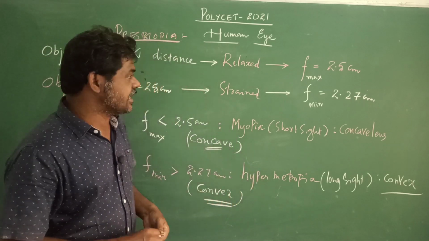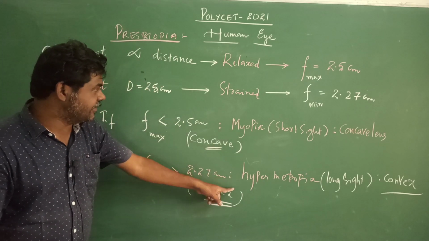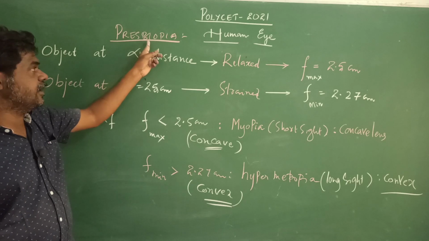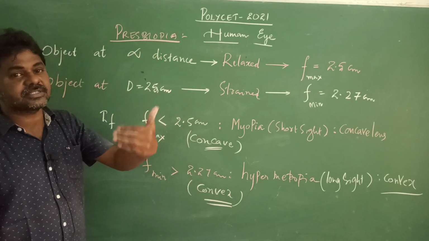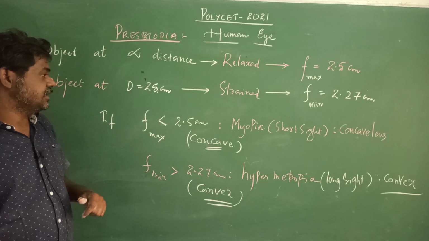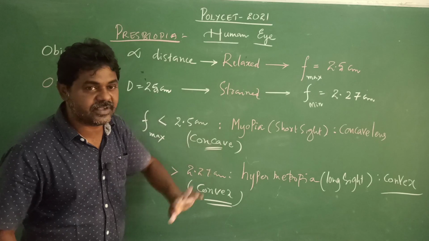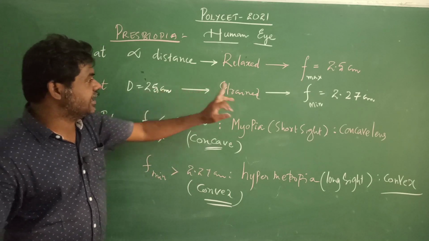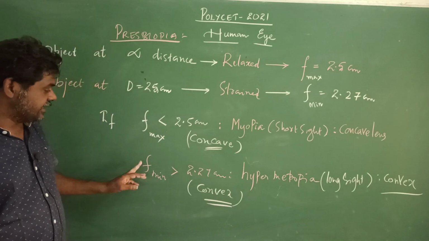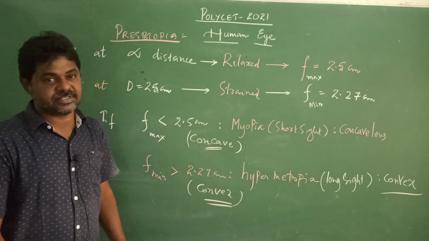Okay, so this is about the defects. 3 defects actually: myopia, hypermetropia and presbyopia. Presbyopia ante enti, they are suffering with both. They can't see far away objects and they can't see nearby objects. ఈ రెండు వాల్యూస్ చాలా ఇంపార్టెంట్ అన్న. మ్యాక్సిమం ఫోకల్ లెంత్ ఏమో 2.5 centimeters, అంతకంటే తక్కువ ఉంటే డిఫెక్ట్ మయోపియా. మినిమం ఫోకల్ లెంత్ 2.27 centimeters, అంతకంటే ఎక్కువ ఉంటే hypermetropia. That remedy is convex lens.